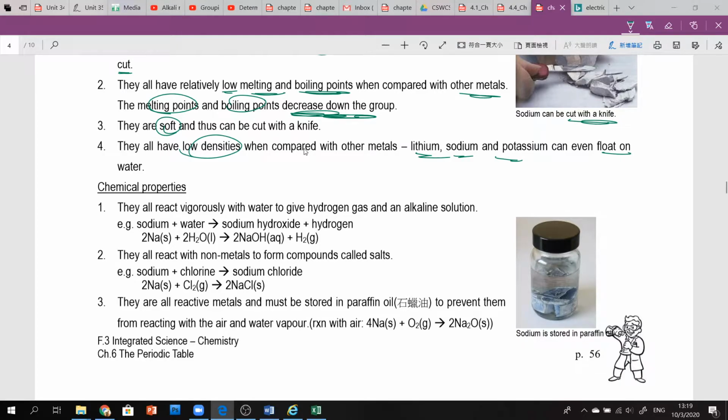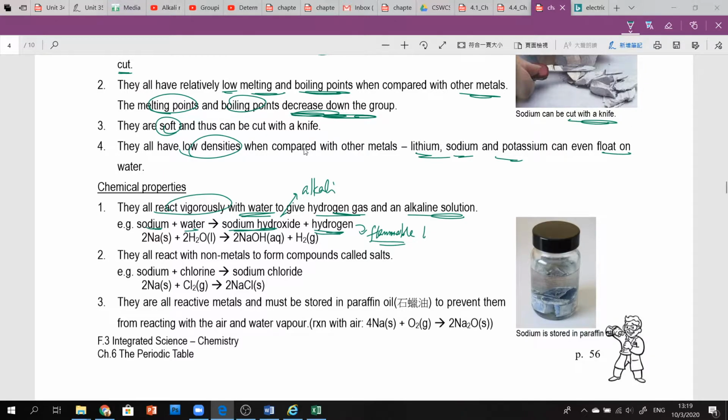First, they all react vigorously with water to form hydrogen gas and an alkaline solution. So the equation is sodium reacts with water to form an alkali. This is alkaline, we call that hydroxide. So sodium hydroxide together with hydrogen gas. The hydrogen gas is flammable. So when doing this reaction, you are going to handle this with care.